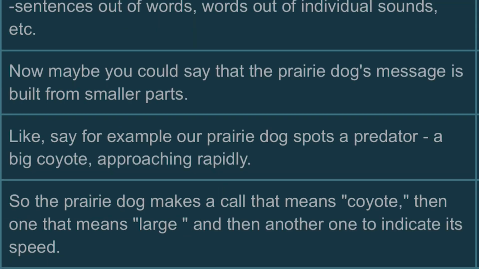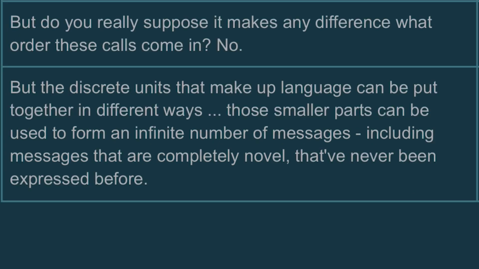Now, maybe you could say that the prairie dog's message is built from smaller parts. Like, say, for example, our prairie dog spots a predator, a big coyote approaching rapidly. So the prairie dog makes a call that means coyote, then one that means large, and then another one to indicate its speed. But do you really suppose it makes any difference what order these calls come in? No. But the discrete units that make up language can be put together in different ways.